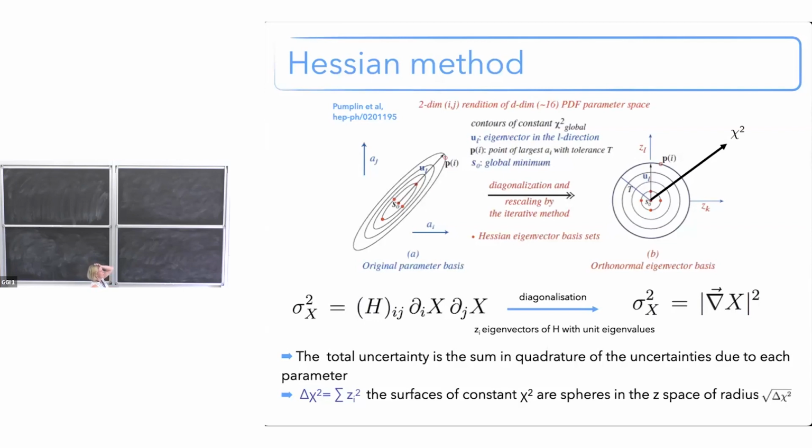So you take back the contour of constant chi-square into the parameter space. Very good. So that's what you do. Basically at that point, the variance, instead of being the Hessian times the variation in all the directions of your eigenvector, is just the gradient of your observables calculated at the minimum, okay?